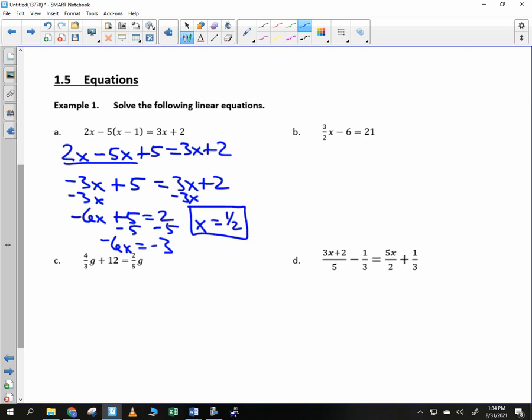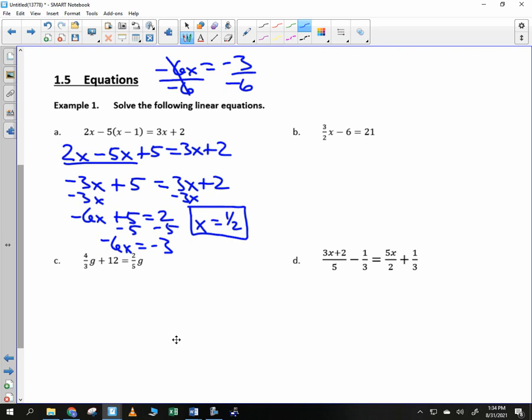Just kidding. If you add it instead, why did it not work? You did the same thing. What did I do? I got 2. So negative 6x is equal to negative 3. I divide by negative 6. So negative 3 over negative 6 is going to be 1/2. Okay, if we have a fraction, we say no big deal.